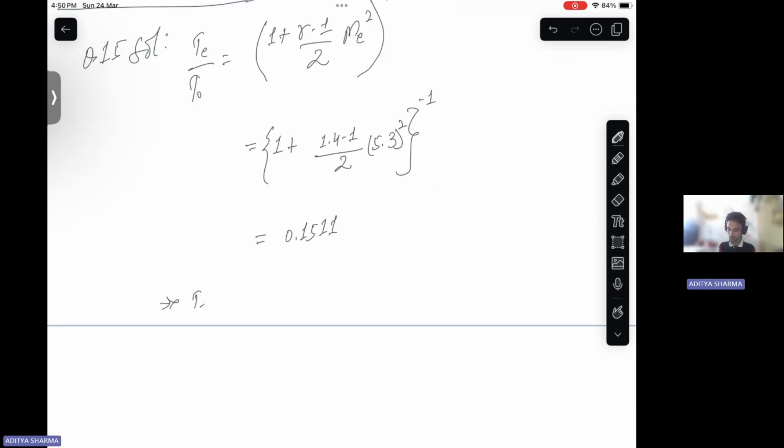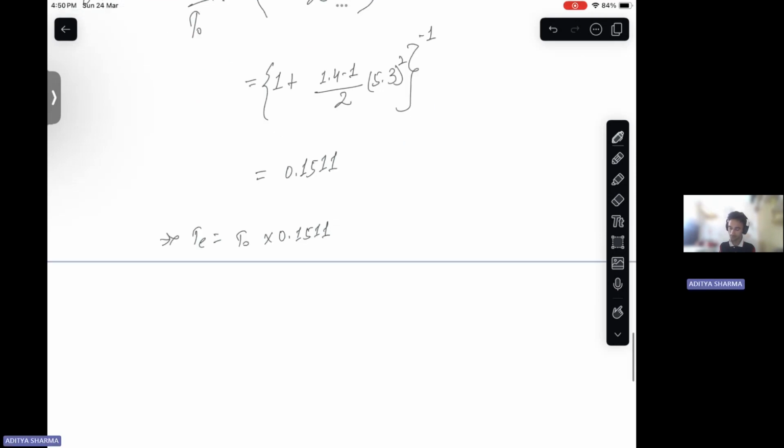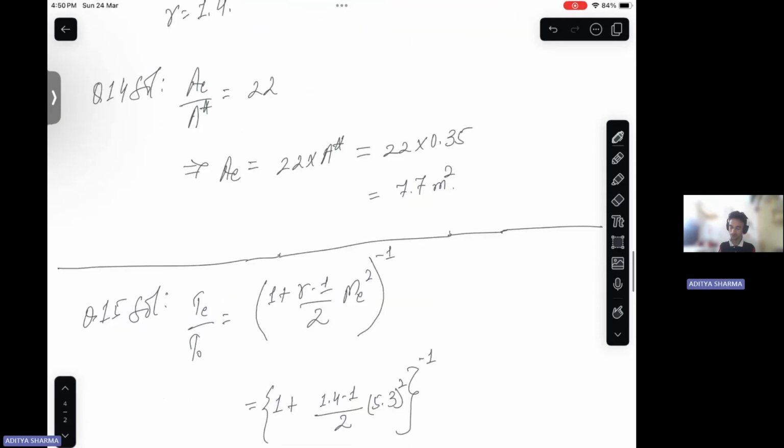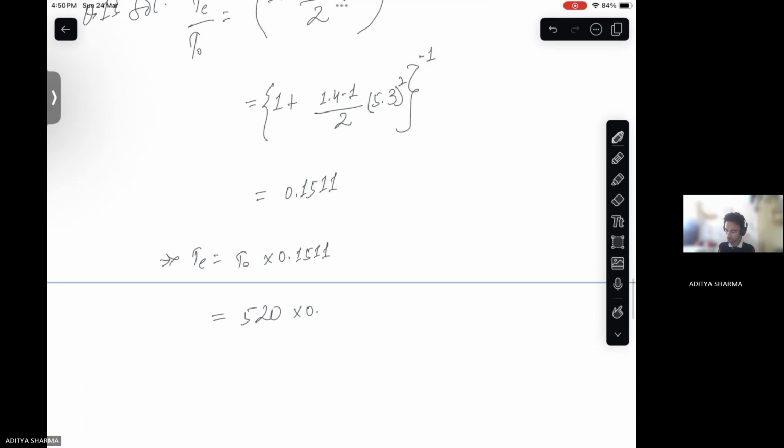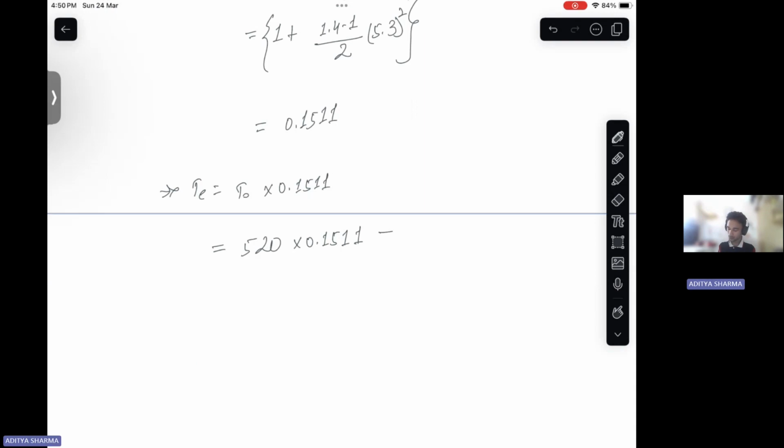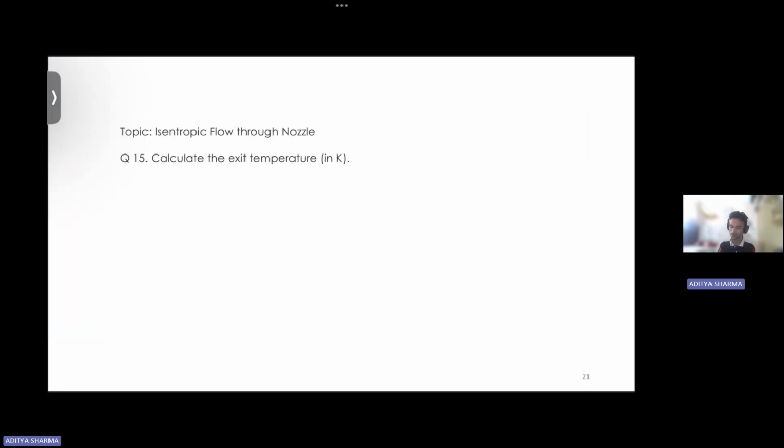Which means T exit equals T naught into 0.1511, and T naught is 520. T naught is 520, 0.1511. So if I work this out, this comes out to be 78.57 Kelvin. So this is my answer to question number 15, 78.57. All right.